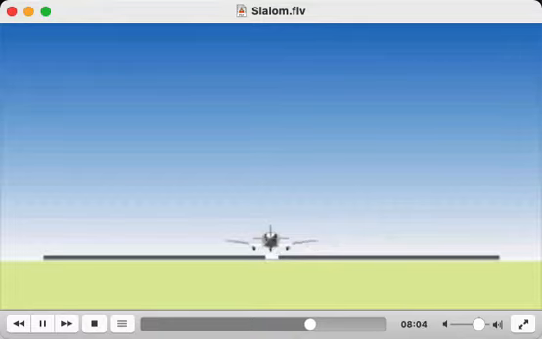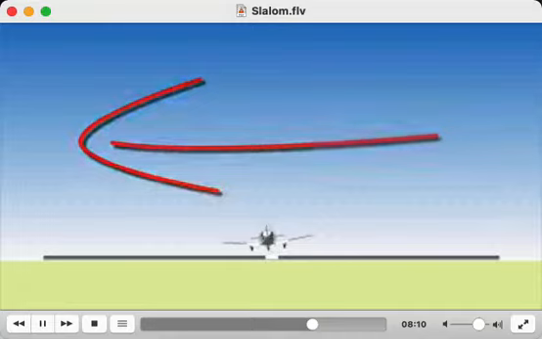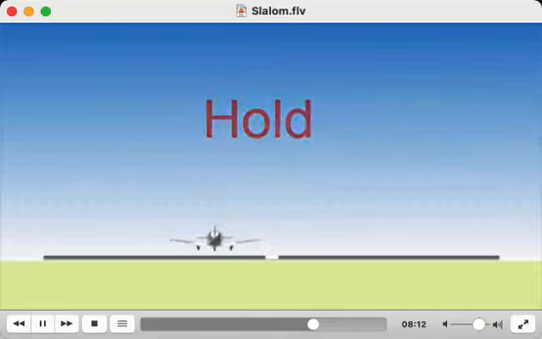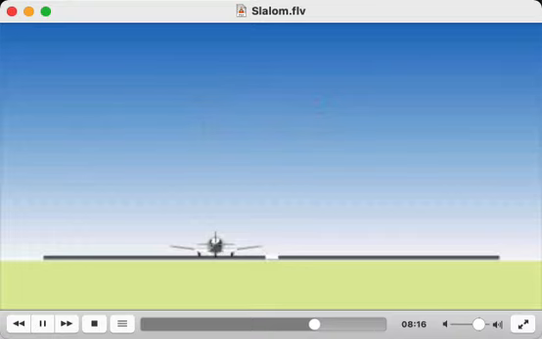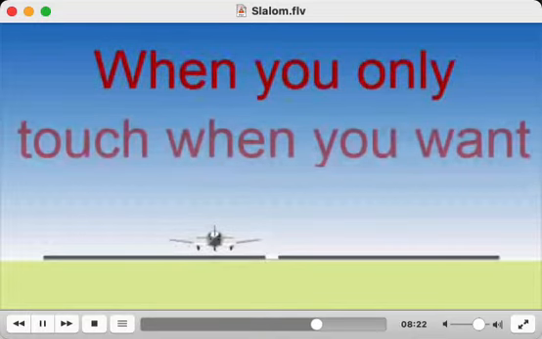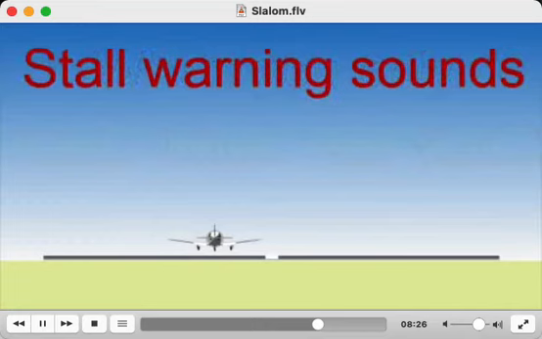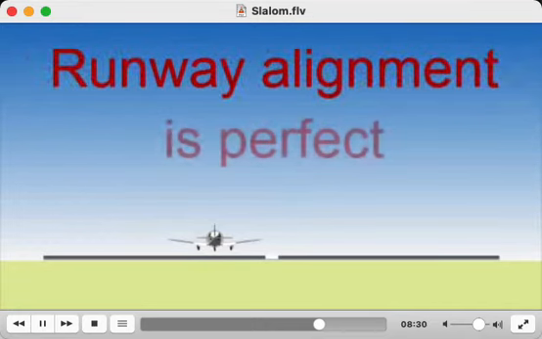runway. When you first start developing your skills at the slalom, move laterally to a new position and hold it there for a moment. Gently brush the runway to make certain that you know exactly how high you are. When you only touch the runway when you want to, you keep your stall warning sounding continuously and your runway alignment is rock solid, you're ready to move to the next level.